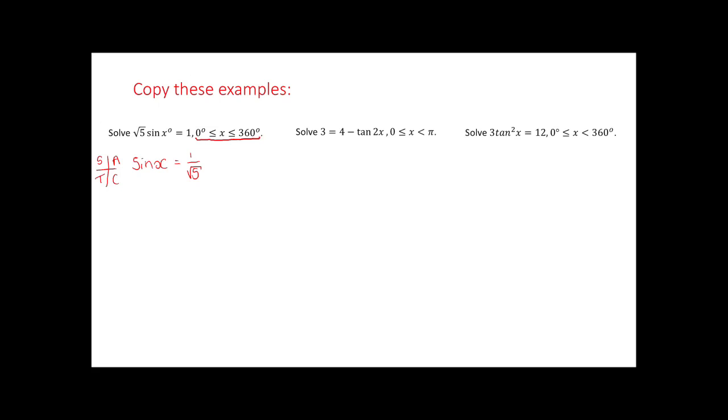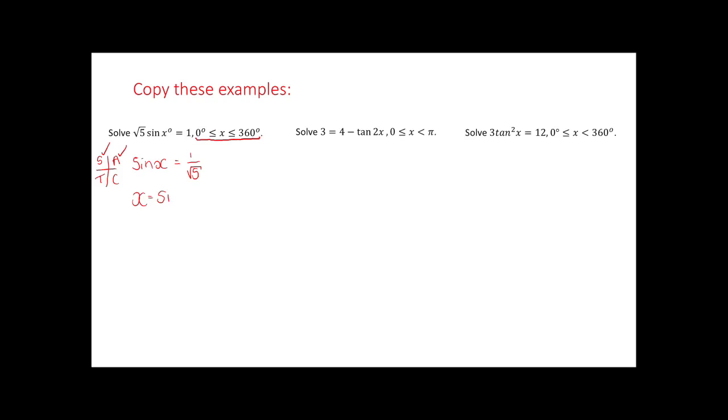Remember, your CAST diagram tells you where things are positive. So in this case, sin x is a positive 1 over root 5. We're ticking where sin is positive. It's positive in A, where they're all positive, and in S, where sin is positive. We can now continue to solve for our calculator answer.